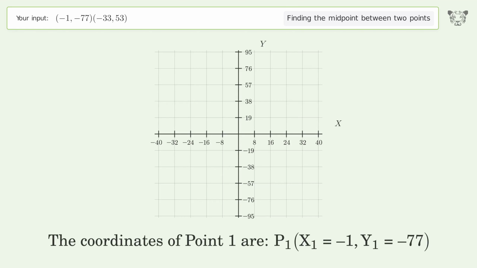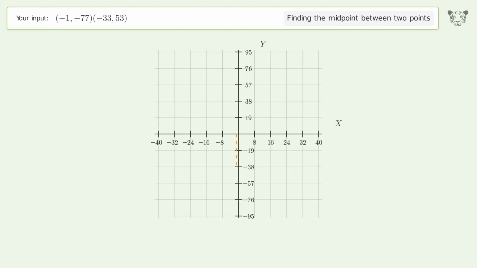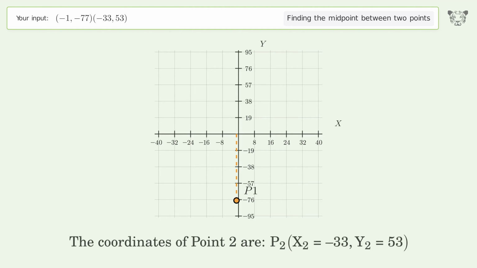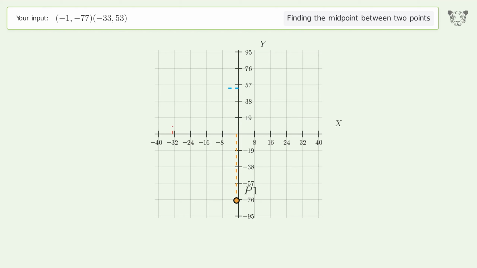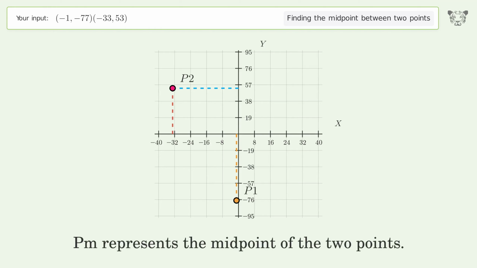The coordinates of point 1 are x1 equals -1, y1 equals -77. The coordinates of point 2 are x2 equals -33, y2 equals 53. PM represents the midpoint of the 2 points.